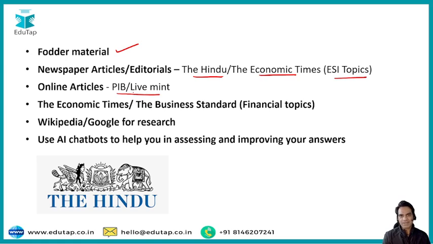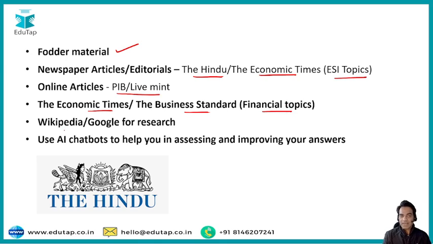So PIB and Live Mint are good for some new steps or some new scheme launched by the government, and Live Mint for your science and technology. Now, ET and Business Standard for your financial topics, you should at least choose one out of these two. Either of these two can be used to prepare for your finance and economic topics.